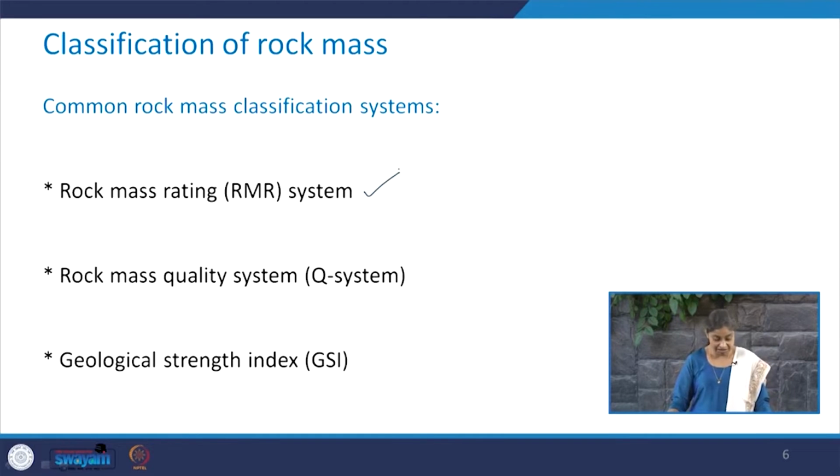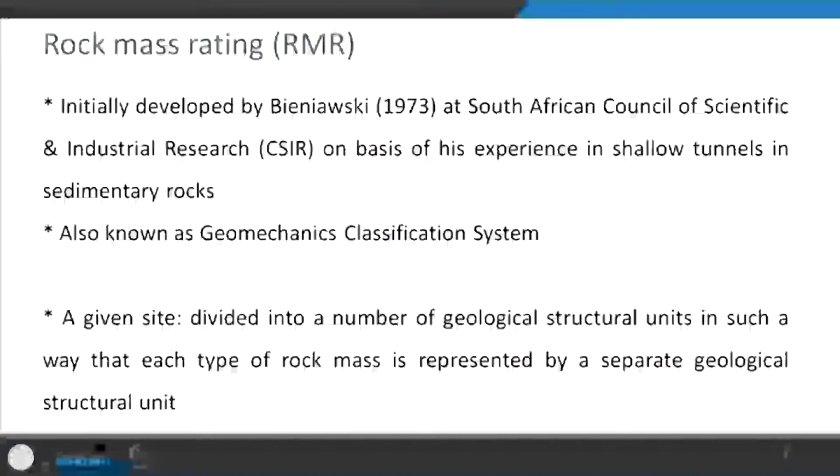Now, the common rock mass classification systems include the rock mass rating system, also called the RMR system, then the rock mass quality system, or in short the Q system, and the third one is the geological strength index, that is GSI. Today we will learn about the first classification system for the rock mass, which is the rock mass rating system. This system was initially developed by Bieniawski at CSIR on the basis of his experience in shallow tunnels in sedimentary rocks. Very important.